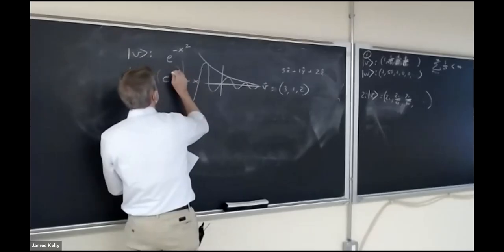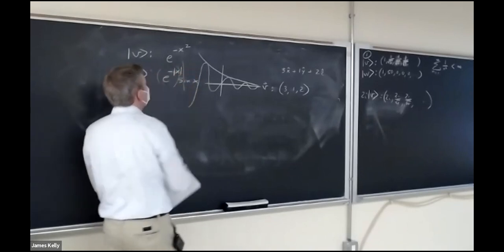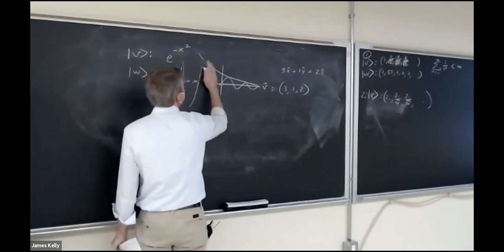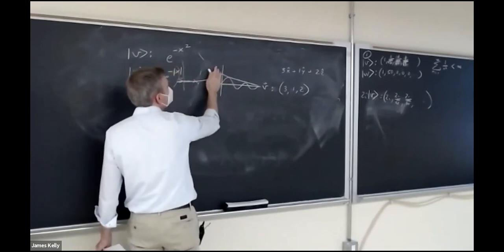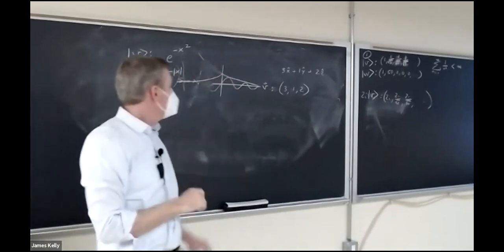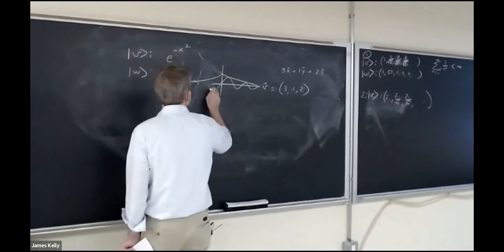Wait a minute, I think I have it. E to the negative absolute value of x. That is a good fix, Alvis. That one certainly works because e to the minus absolute value of x has this kink in the middle, so it's doing the same thing on both sides. That would be a good example there.